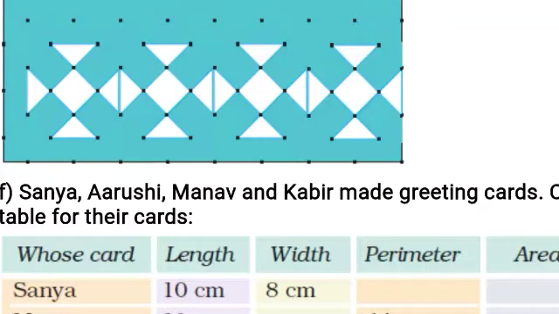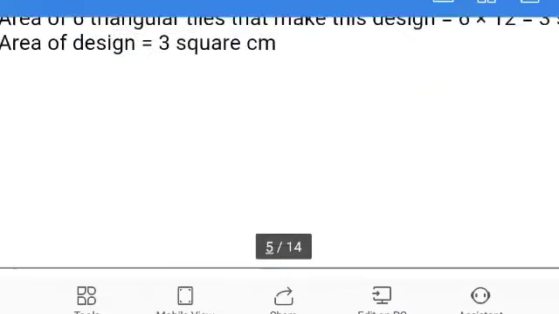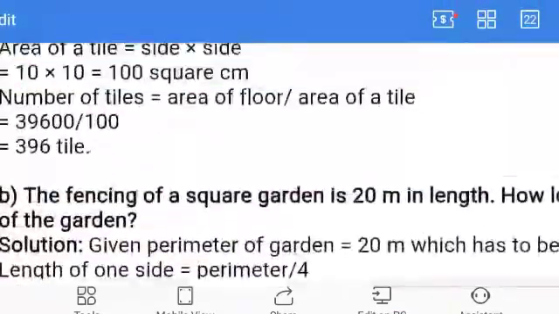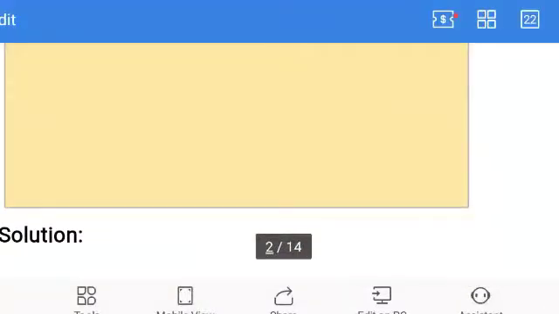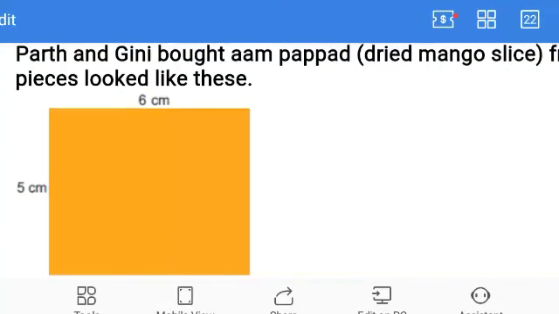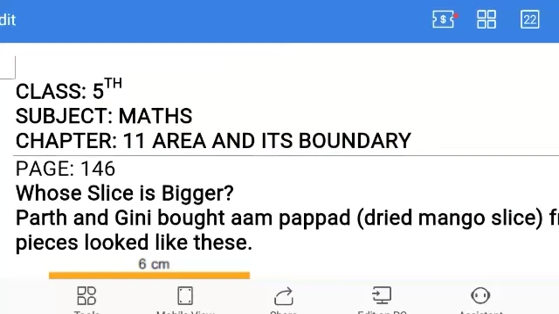We will continue from the next question in our next class. Until then you have to solve all the sums up to here. Today we have seen perimeter and area. You have to remember the formula of perimeter. Perimeter means sum of all the sides, area of a square means side into side, and area of a rectangle equals length into breadth, which is the most important formula that will be used in this chapter.